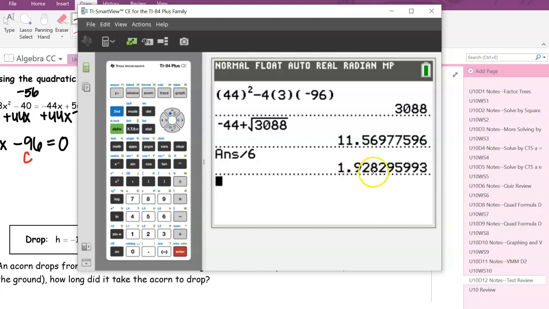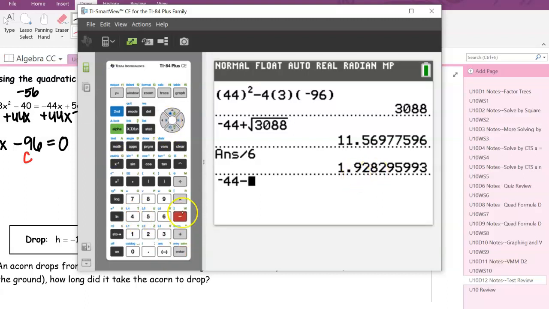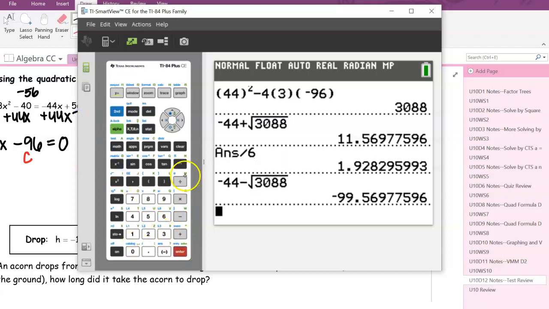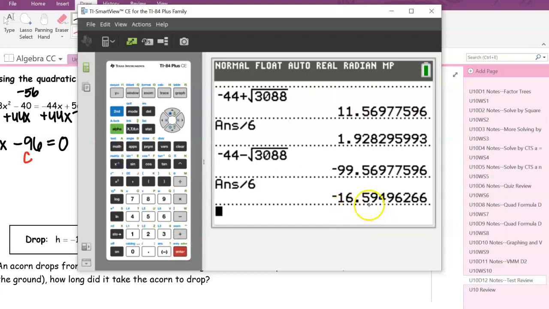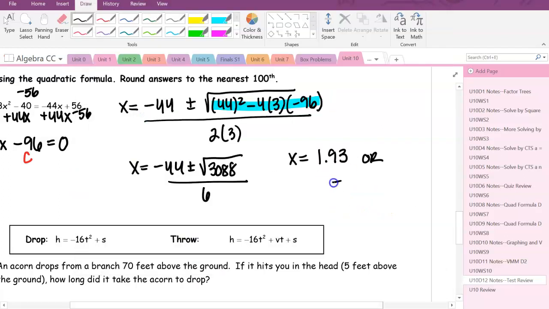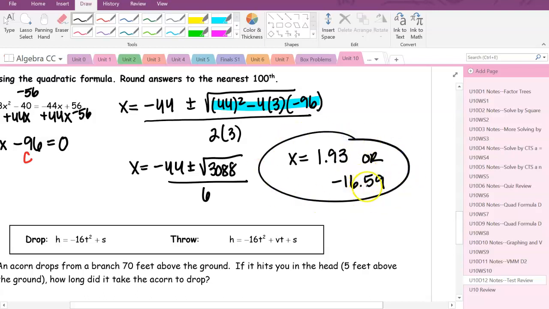So I rounded there to 1.93. And now I'm going to do this whole thing again. Oops, this time with a minus. Don't forget to divide by 6. Negative 16.59. So both of those, if we were to graph them, would be where your zeros are, your x-intercepts.